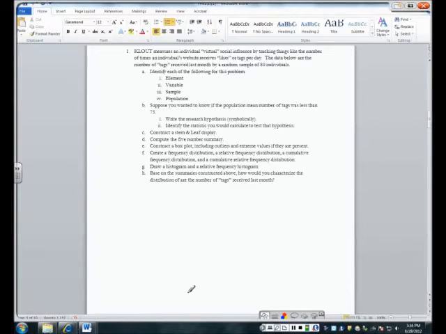The element in this problem, under part A, I, the element is one individual website. And the variable will be the number of tags received last month.